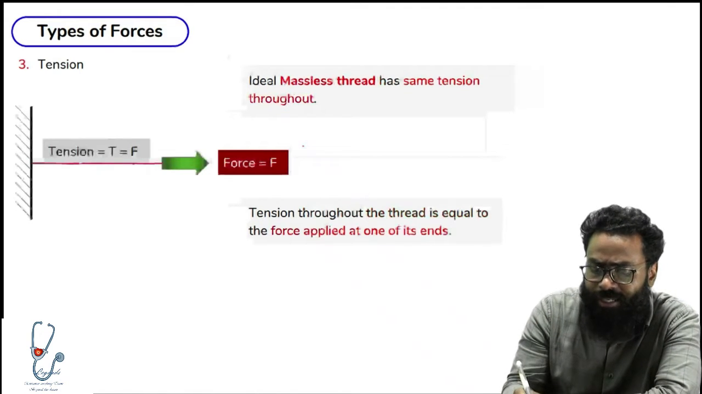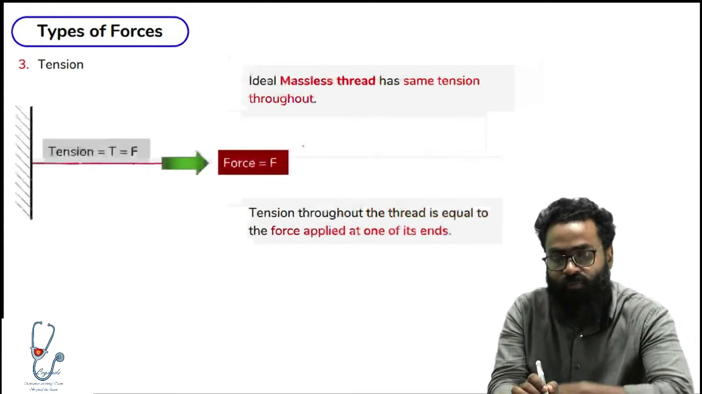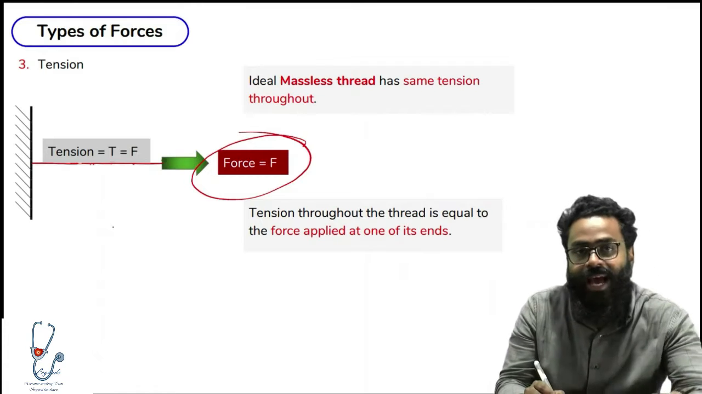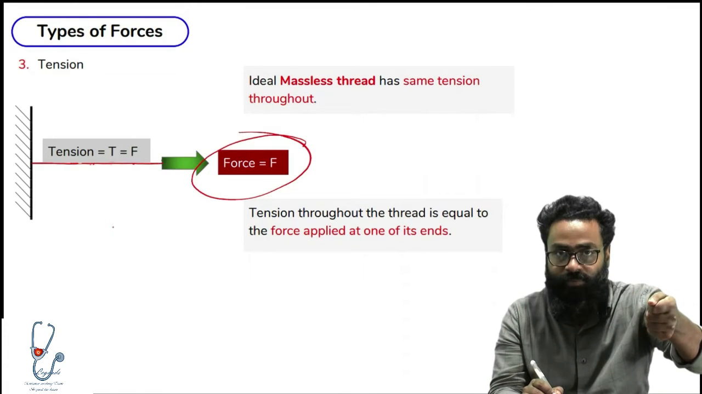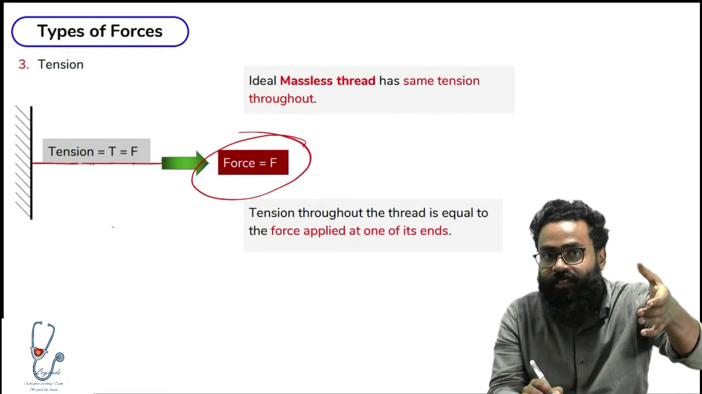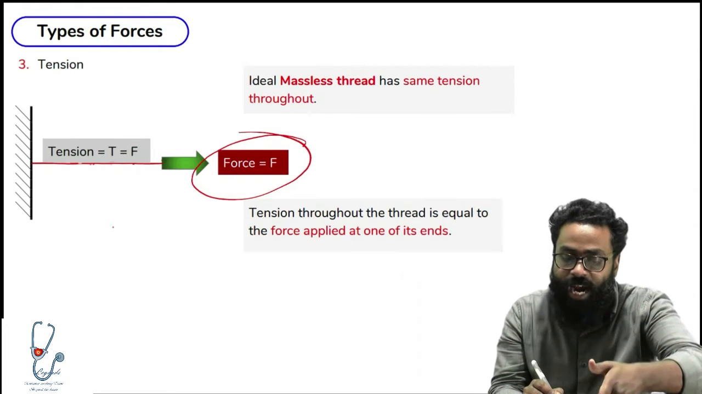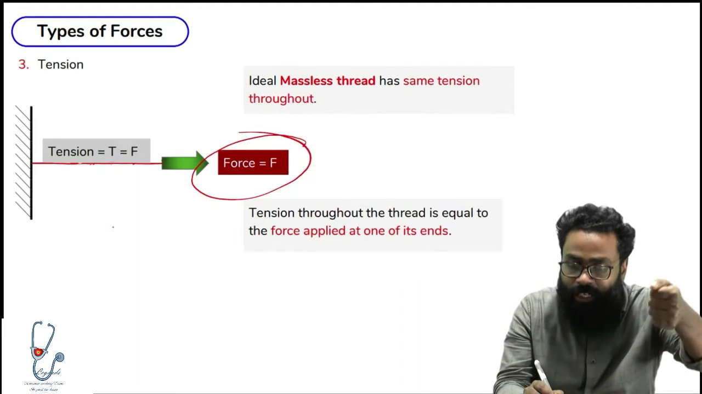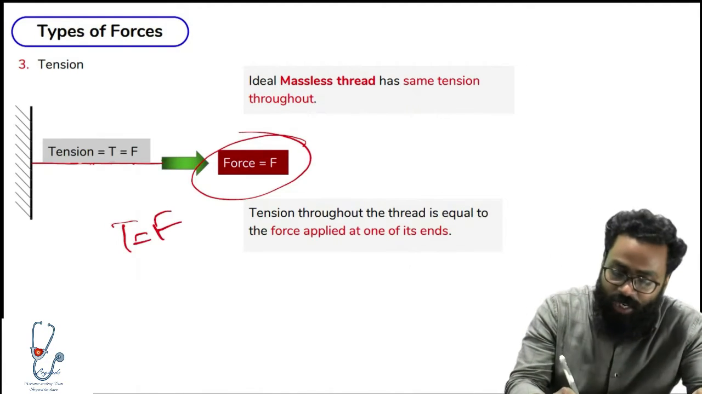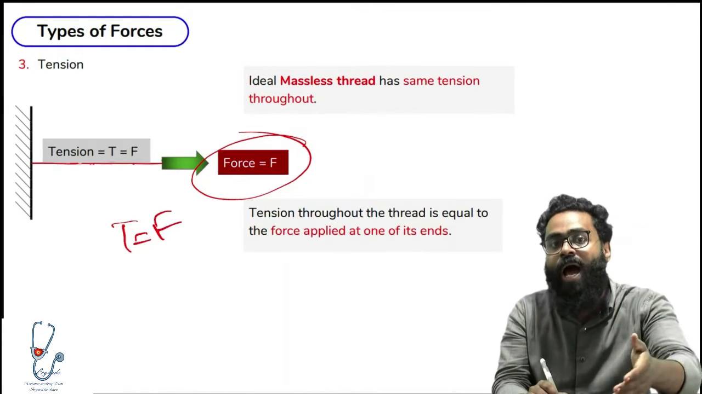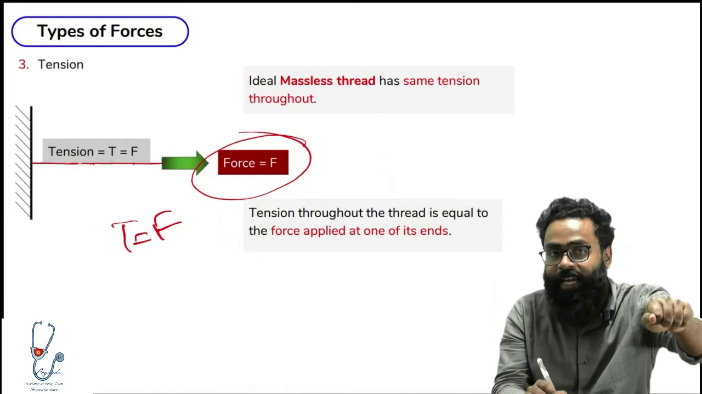And the tension throughout the thread is equal to the force applied at one end. We have applied a force at one end of a thread. Clear that? That describes that the tension throughout the thread is equal to the force applied at one end. That is, T is equal to the applied force.